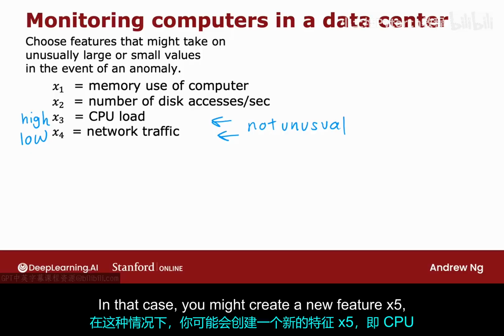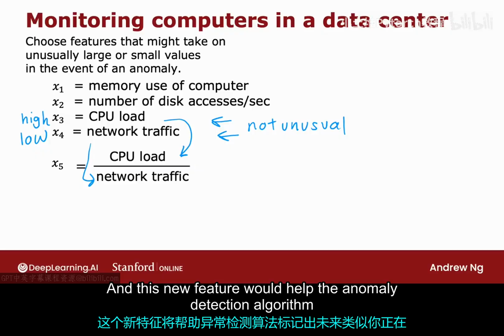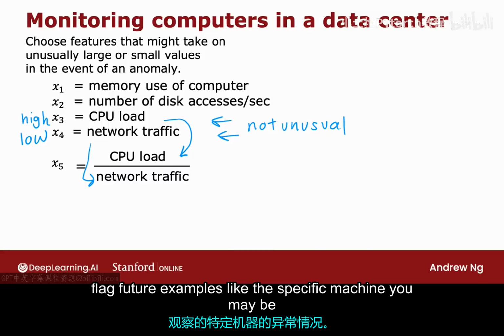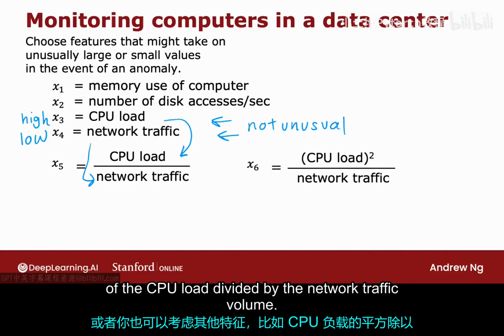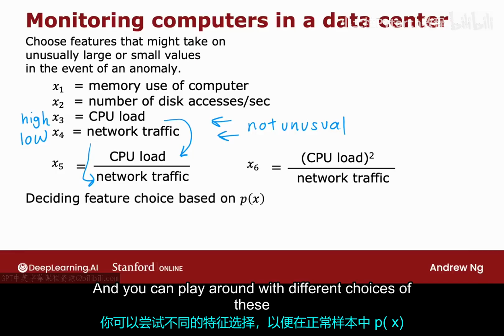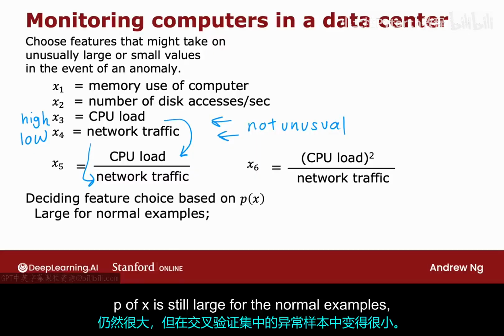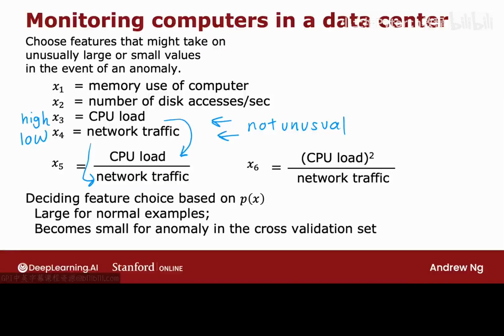In that case, you might create a new feature X5, which is the ratio of CPU load to network traffic. And this new feature would help the anomaly detection algorithm flag future examples like the specific machine you may be seeing as anomalous. Or you can also consider other features like the square of the CPU load divided by the network traffic volume. And you can play around with different choices of these features in order to try to get it so that p of x is still large for the normal examples, but it becomes small for the anomalies in your cross-validation set.